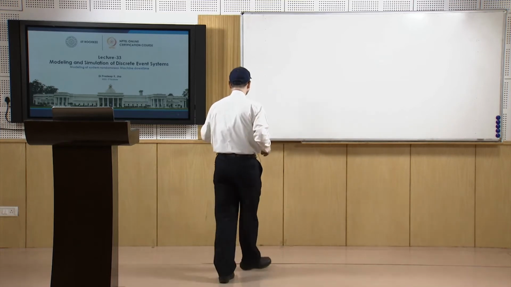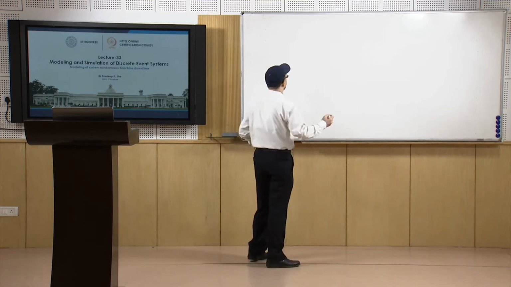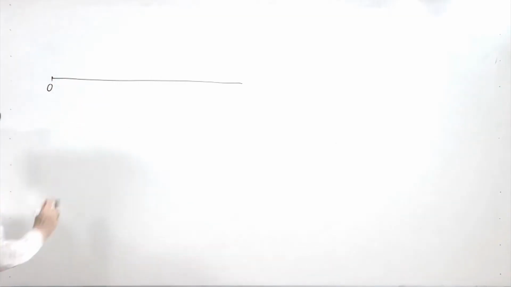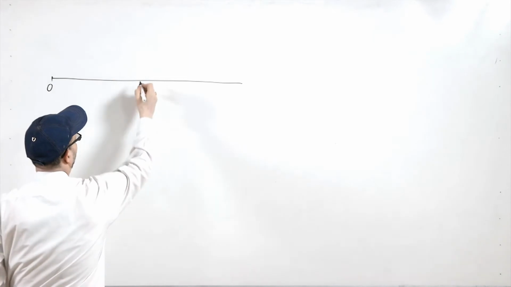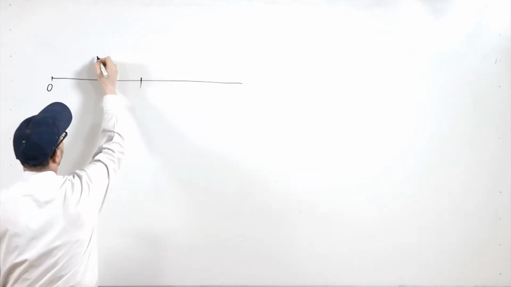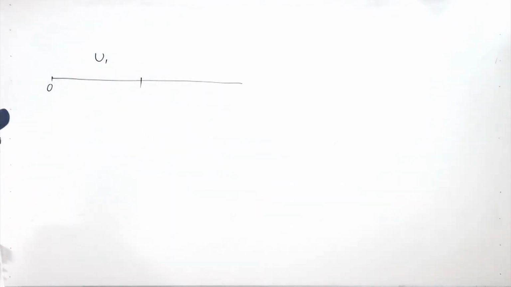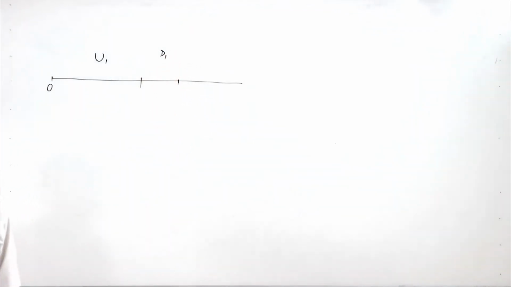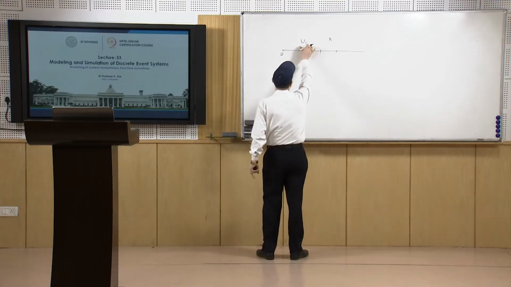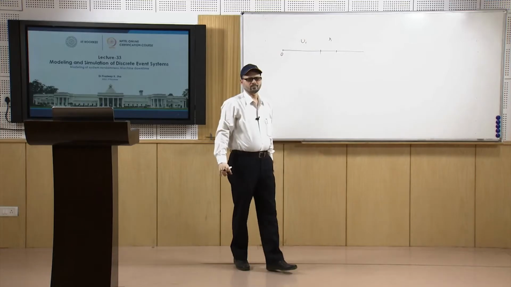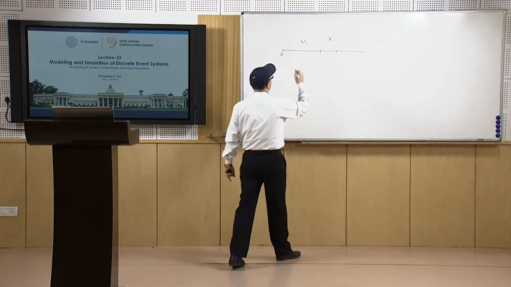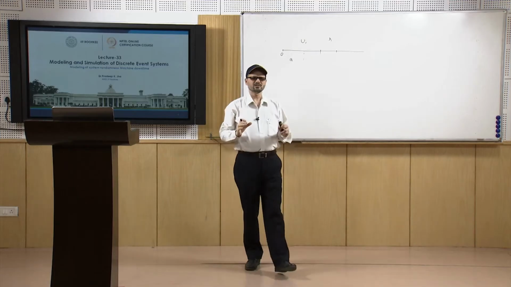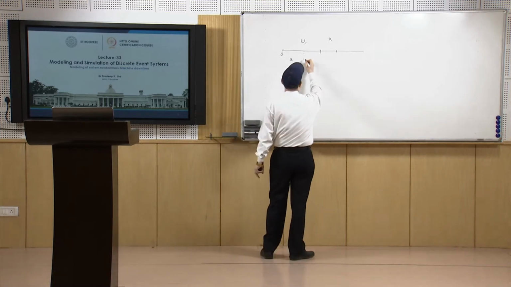If you look at the system, it goes like this. If we start from time 0, you have the uptime, this is U1, and then you have the downtime D1. So in a cycle of operation you have some time as uptime and some time as downtime. Now, in the uptime you may have a part where the machine is busy, this will be B1, and some time the machine was idle.